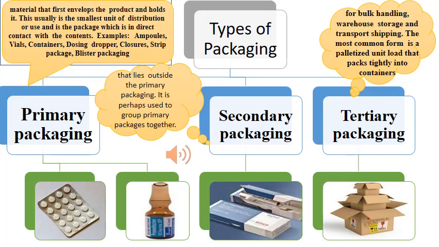Packaging is of three types: primary, secondary, and tertiary. In primary packaging, the package is in direct contact with the contents. For example, ampoules, vials, blister packaging. Then is secondary packaging, which lies outside the primary packaging, mostly to group the primary package together. For example, paper boxes. Then is tertiary packaging. This is for bulk handling and then storage in the warehouse or transportation.